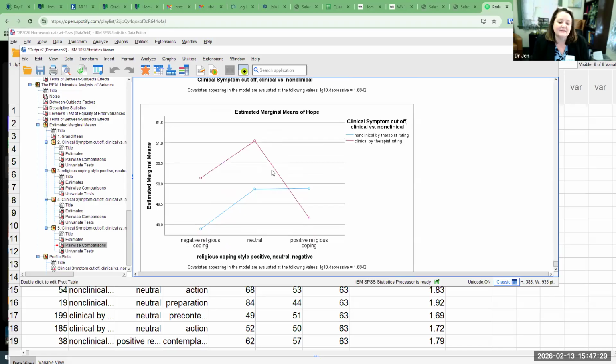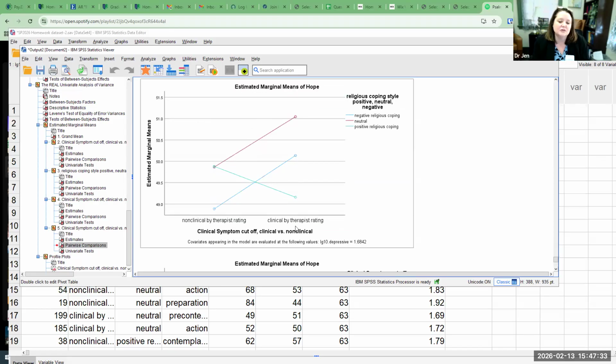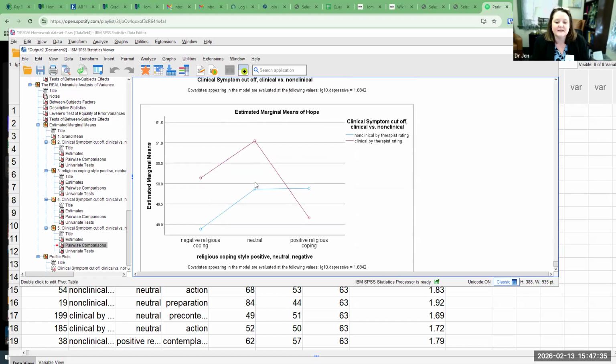And then this is the other way of looking at it, where you have the 3 groups here and 2 lines. So this one has 2 groups and 3 lines. It's the same exact data. This one is 3 groups on the bottom on the x-axis and 2 lines. And sometimes it's helpful just to look at it in both directions and see what it looks like.